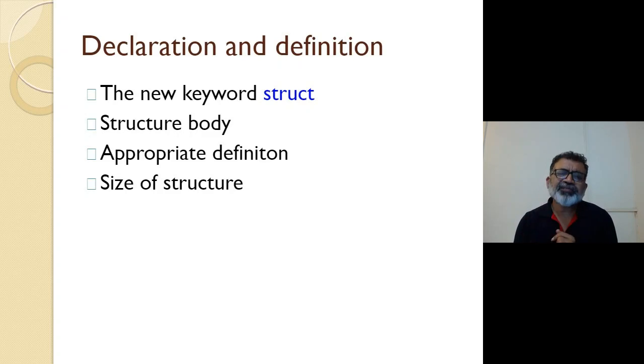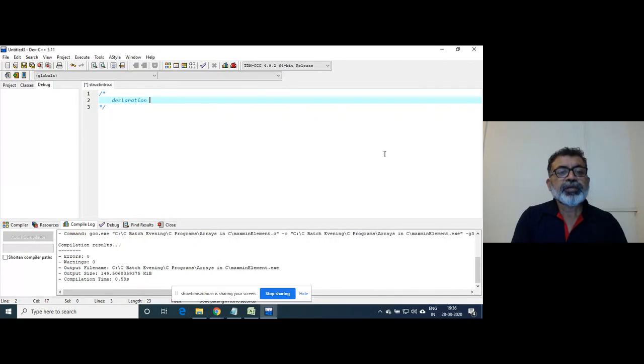There is structure in C++ as well, but since C++ adopts object-oriented programming methodology, structure is rarely used in C++. You can use that, but rarely, because structure has some limitations. But structure is the basis of this whole object-oriented programming technology. So we cannot forget that. We should learn that from inside out. So what is the structure body? What is the appropriate definition of a structure? And is there any size of a structure?